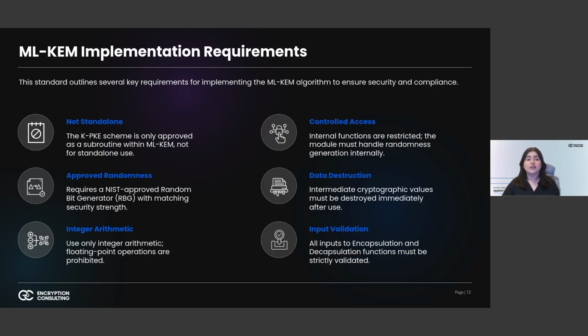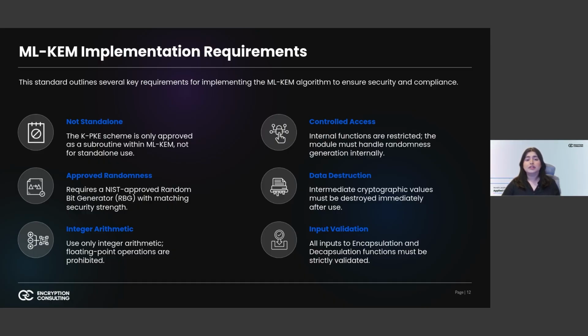Next, we enforce an isolation boundary. Internal cryptographic functions are not to be publicly exposed to the application layer. The cryptographic module itself is solely responsible for generating all necessary randomness and managing the internal state. This prevents developers from accidentally bypassing the core security logic, such as misusing a function or, critically, introducing an external unapproved randomness source that would entirely compromise the established secret key.